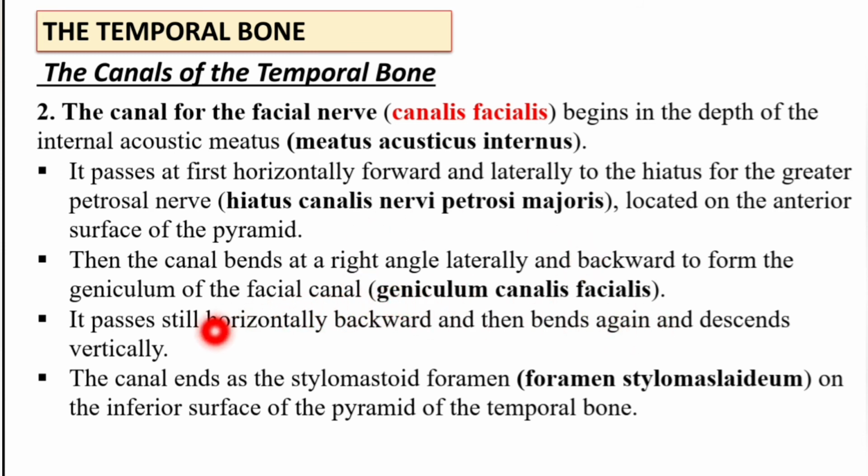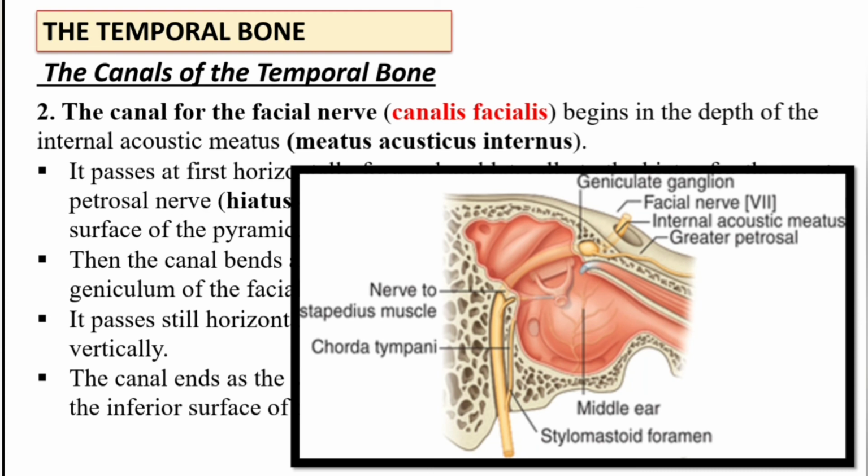Okay, I will show you this whole thing. The canal ends at the stylomastoid foramen. Do you remember where the stylomastoid foramen is located? Yes, between the styloid process and the mastoid process, on the inferior surface of the pyramid of the temporal bone. So you can see here the facial canal, carrying the facial nerve. Here you can see the internal acoustic meatus, where the nerve enters the temporal bone, and it continues until the stylomastoid foramen.